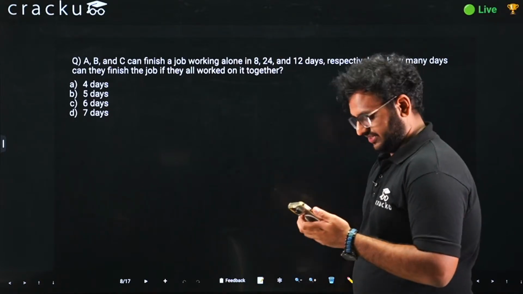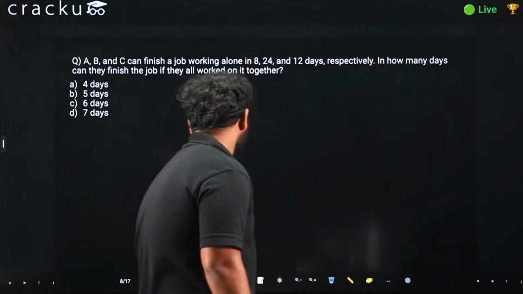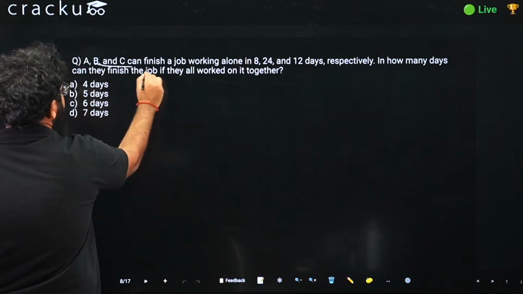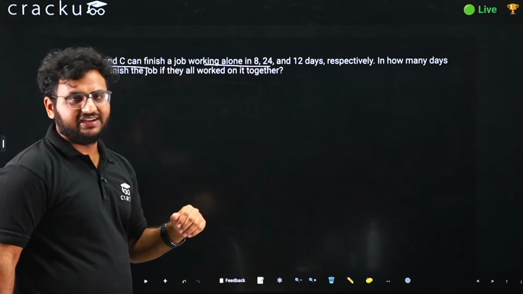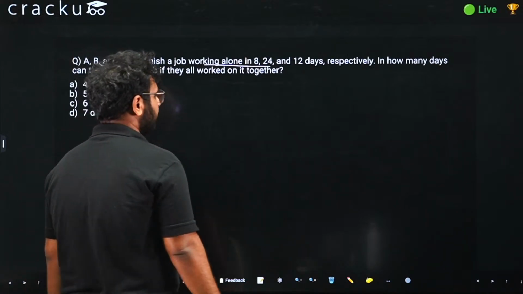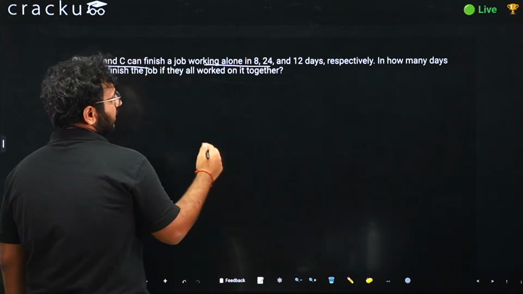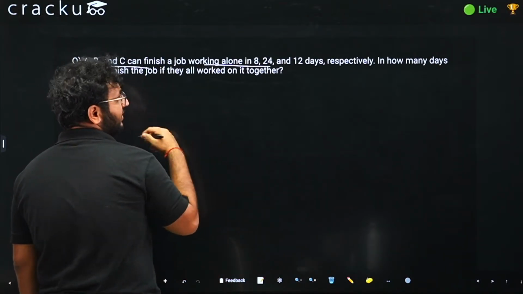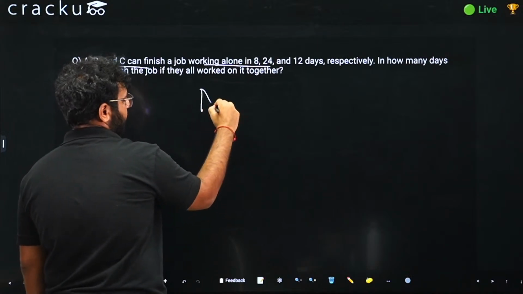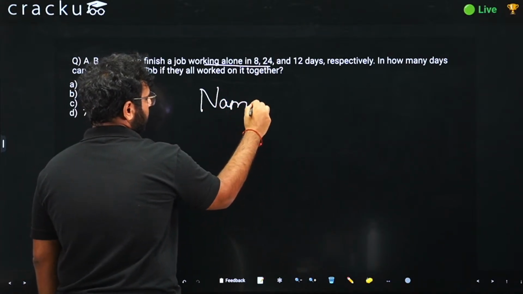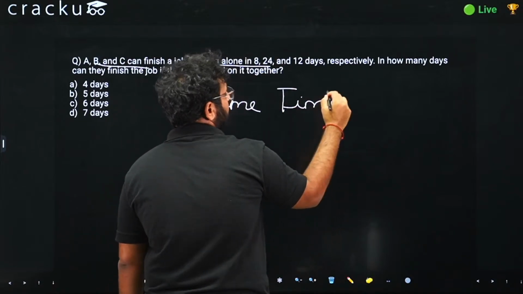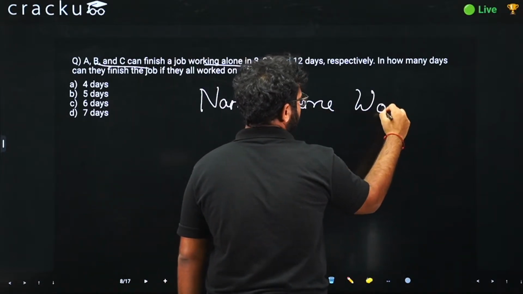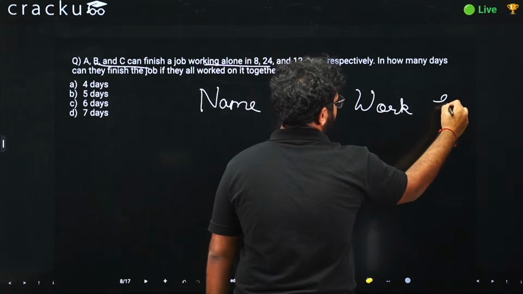Let us solve this question. The question says, A, B, and C can finish a job working alone in 8, 24, and 12 days respectively. So what we will do is, we will write the table. Name, then time, then work, and then efficiency.